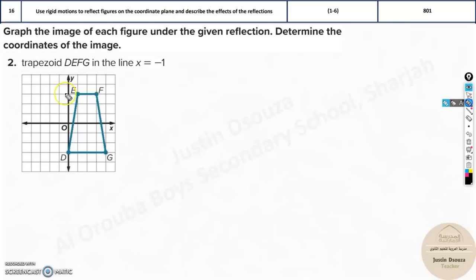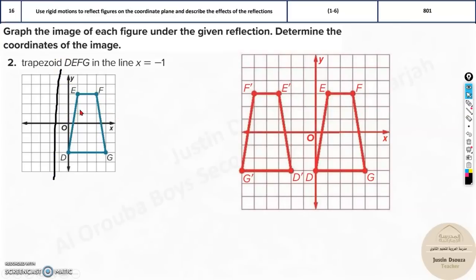This one over here, x is -1. So you should draw a straight line over here at -1 and then solve it. You can see over here, this is the original image, the -1 line, and then the reflection: 2 units, 2 units that side, 1 unit over here. Very, very simple. This is the final answer.